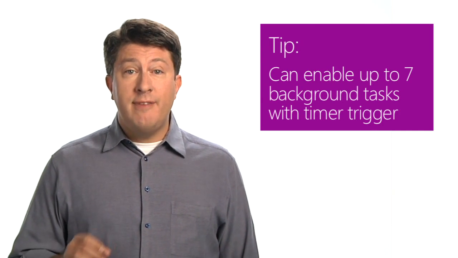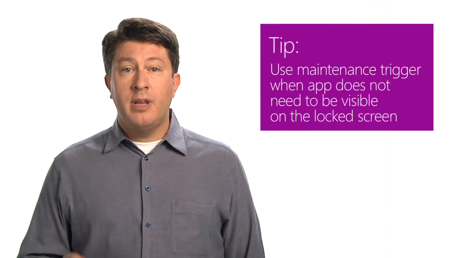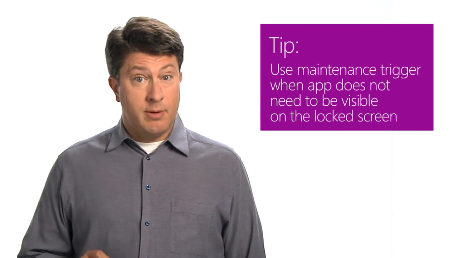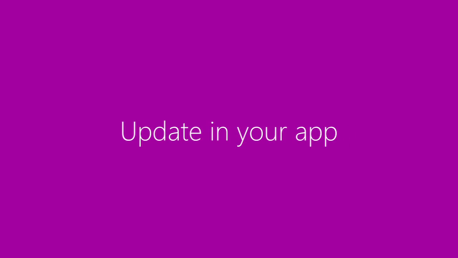These tasks will run even if the system is on battery power. If you don't need to show your app in the lock screen, then use the maintenance trigger instead, which will only run when on AC power. The last way to update your live tile is directly in your app. This would be useful, for example, in a movie app, where the live tile might show the scene in the movie that the user is currently in the middle of watching.